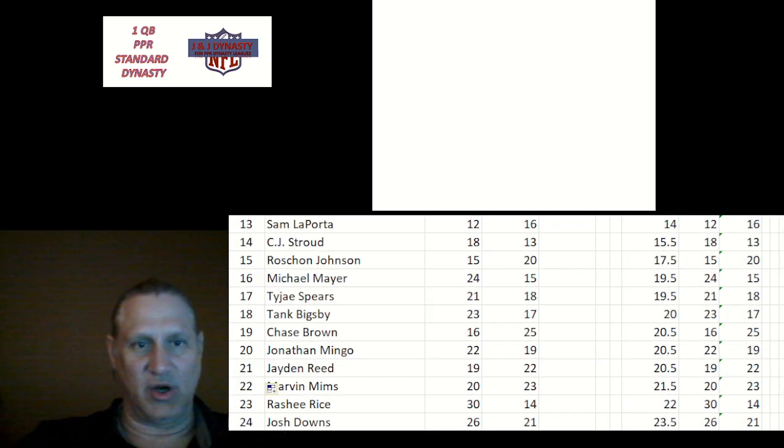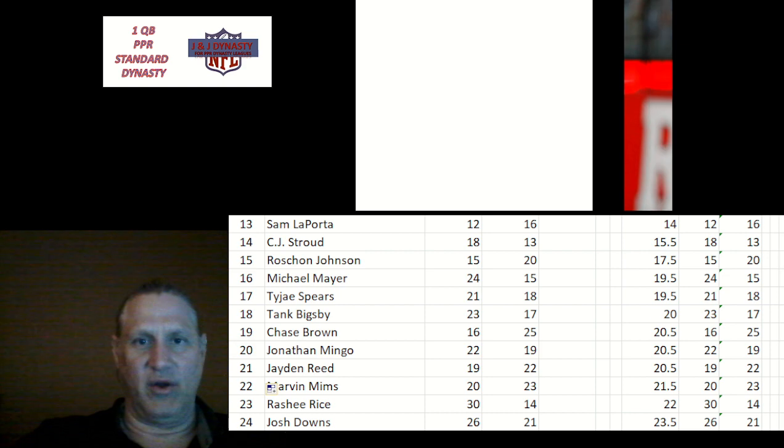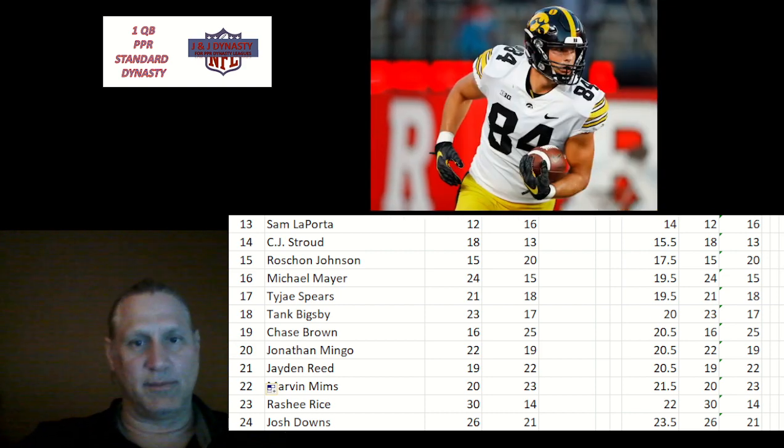We're going to keep this kind of short. Sam Laporta is the one guy who's jumped way up in the drafts, 12 and 16. So he's early half of the second round. Roschon Johnson is a little bit bigger swing. As you can see, these guys fall right off into the 20s right away.